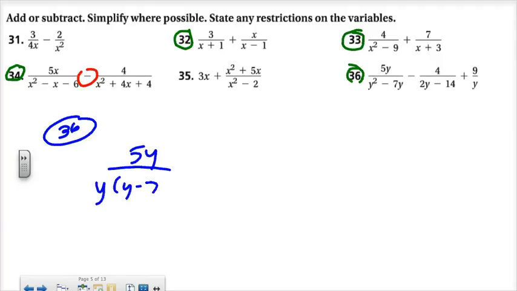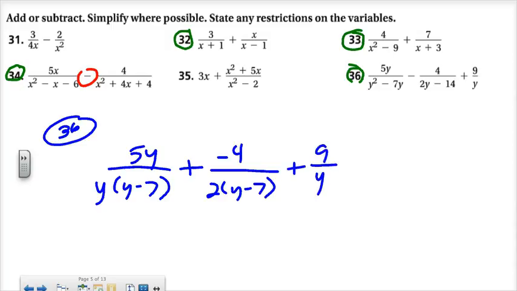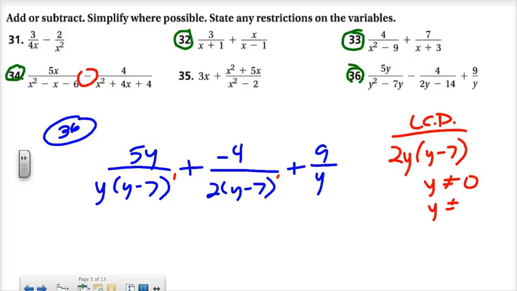So y times the quantity y minus 7 plus negative 4 over 2 times the quantity y minus 7, and you kind of get a feel for how that denominator is going to come into play, and then 9 over y. So LCD time. Everything has to be there and to its highest power. So we need a 2, that's the number part. We need a y, that's the variable part, that's all by itself. And then we need our binomials, and that's y minus 7 to the highest power, and those are both to the first power. So there's our LCD, and that means y cannot be 0 and y cannot be 7.